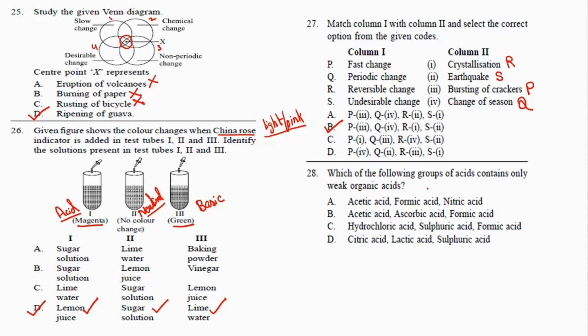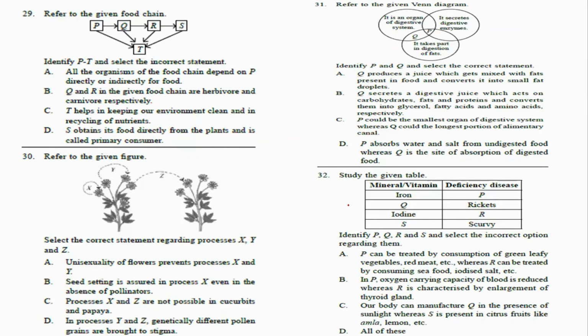Coming to question number 28, which of the following groups of acid contains only weak organic acid? So weak organic acids are what? Acetic acid is weak, ascorbic acid is weak, and formic acid is weak. So our answer should be option number B, right?